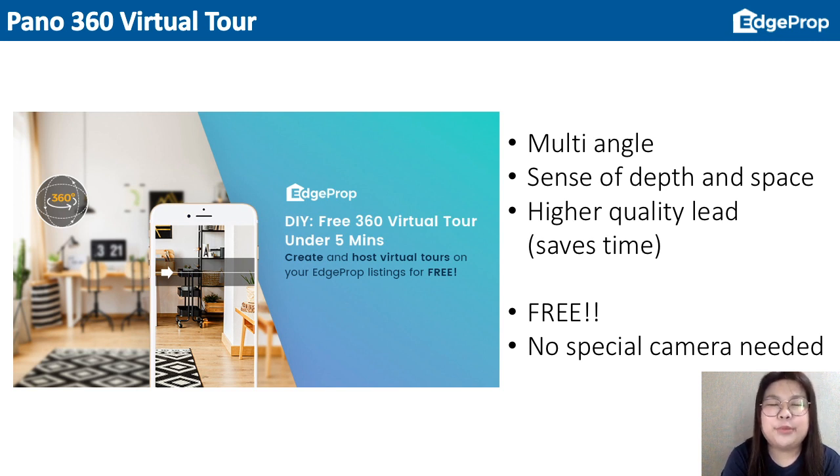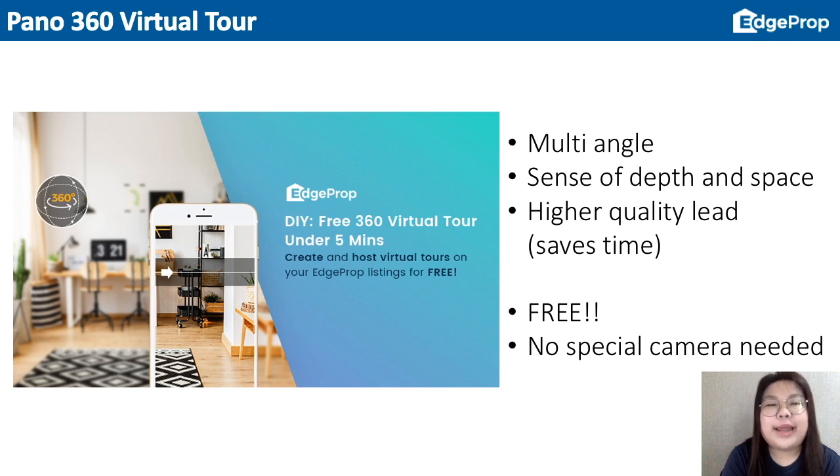Previously, most of the listings that you are familiar with, the advertisements, use normal photos. When you upload normal photos to your listings, sometimes it's very hard to capture more than one angle within an area. So for example, if you're in the living room, you take one photo, or you probably need to take a couple of photos in order to capture the entire view of the living room.